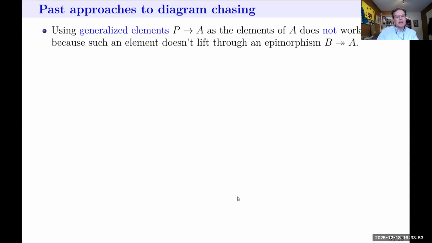Okay, so the first thing you might do is simply use generalized elements. So take the elements of A to be any object P along with a map. So in effect, we're using the Yoneda embedding here. And that doesn't work because the Yoneda embedding isn't exact. So the problem is that if you have an epimorphism and you have a generalized element P mapping into A, it won't lift to B unless P was projective. So just using generalized elements doesn't solve this problem.